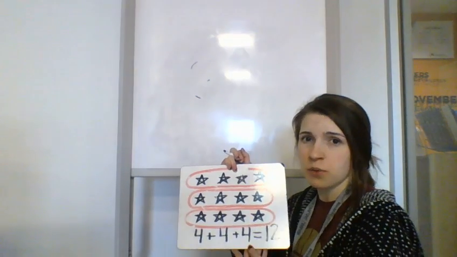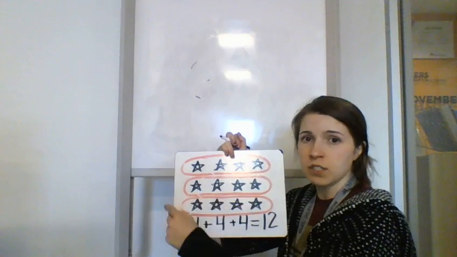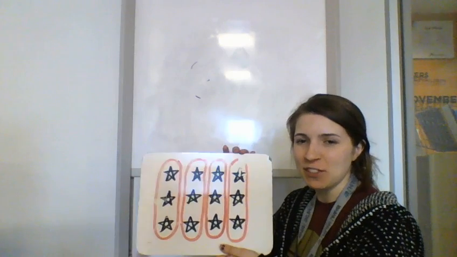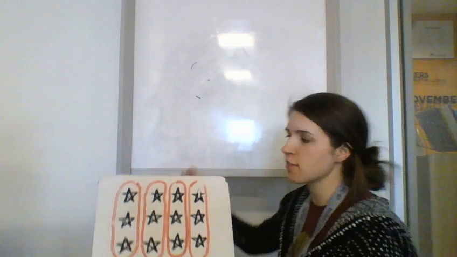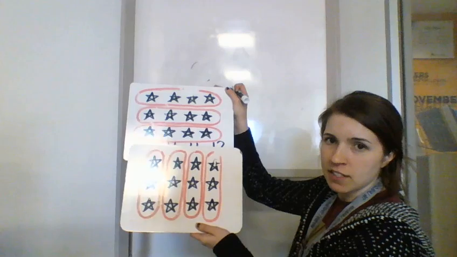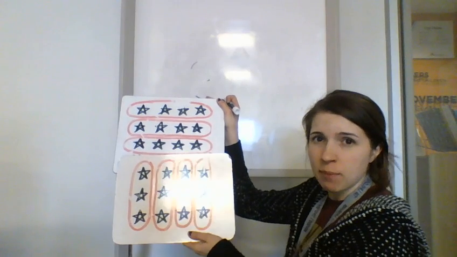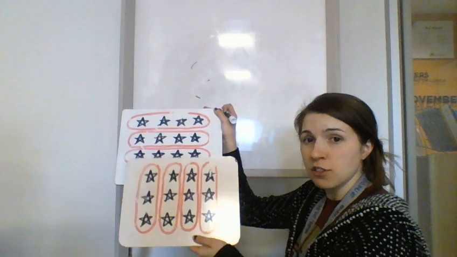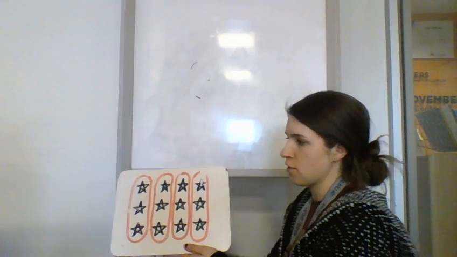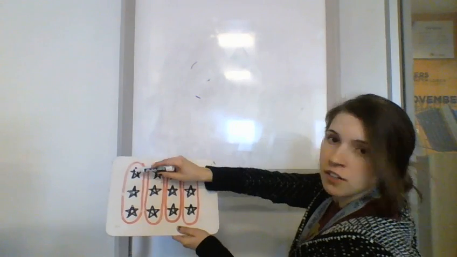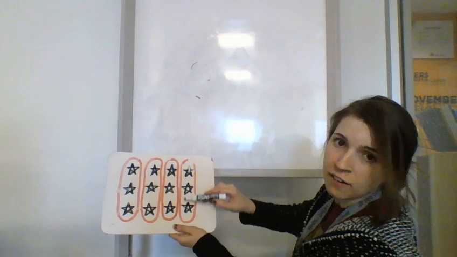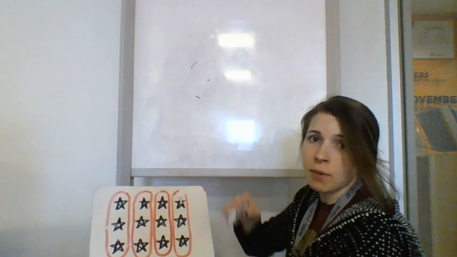But there's also another way we can do it. So remember, we looked at the rows. Let's try it by looking at the columns. So if you look at this picture, you can see it's the same amount of stars. They're in the same shape, the same array. They're like rectangles. But I circled in red the columns instead of the rows. So we have 1 column here, 2 columns, 3 columns, and 4 columns. Remember, columns go up and down.